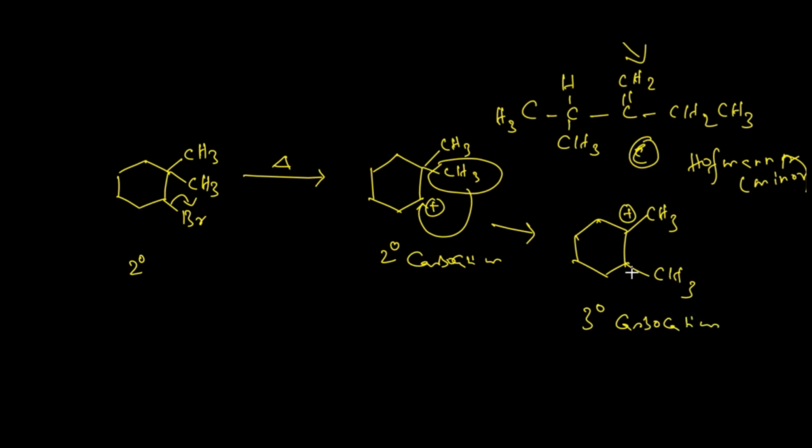Now the next step is elimination of the proton. So here this hydrogen will get eliminated to give the most substituted alkene, and this could be the major product. So please remember, wherever there is carbocation formation there can be a rearrangement, either in substitution or in elimination. Anywhere there is a possibility of a rearrangement, we should not forget it.